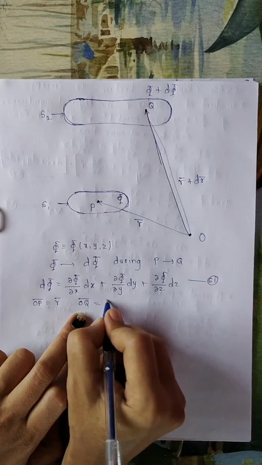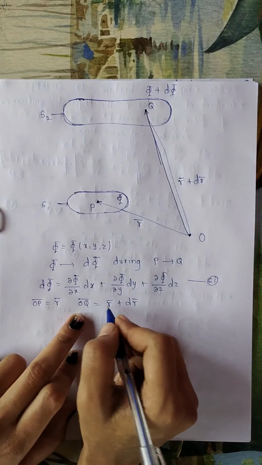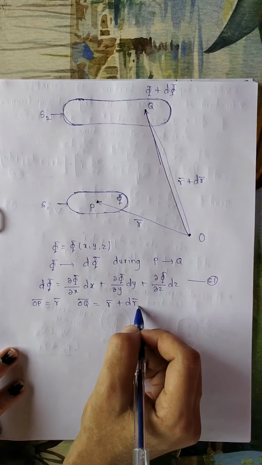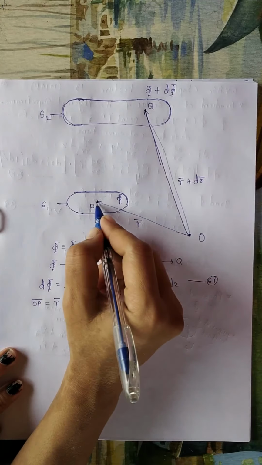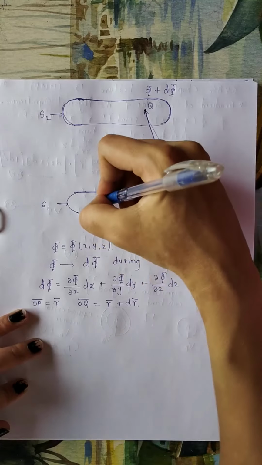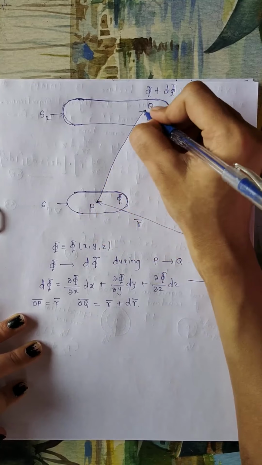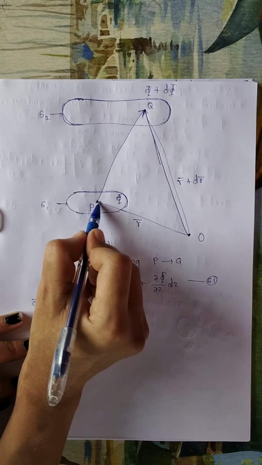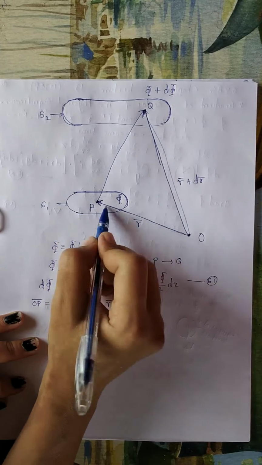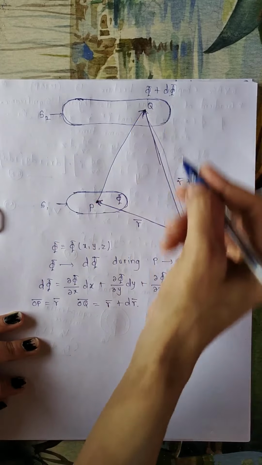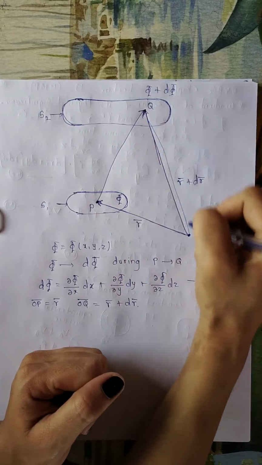So the position vector of point Q is given by r plus dr. These are the position vectors of point P and point Q respectively. Now if you observe here, this is the direction of vector r bar, and if we join these two points P and Q, we have vector OP bar, and along this OP there is another vector PQ, and the third vector joining OQ is nothing but the diagonal.